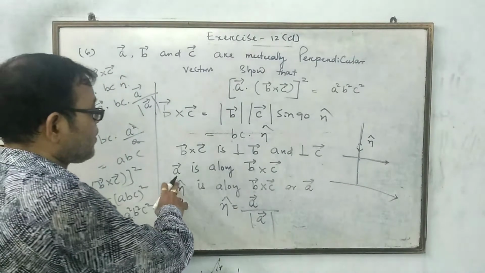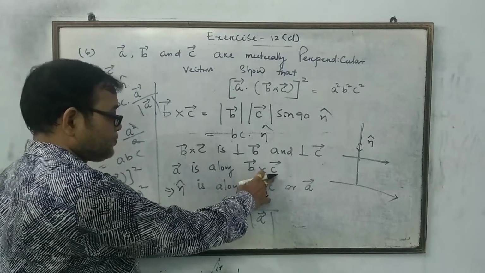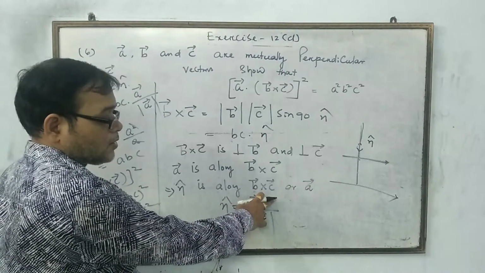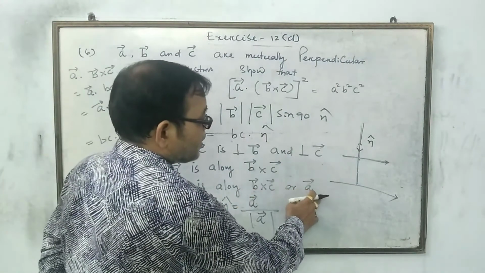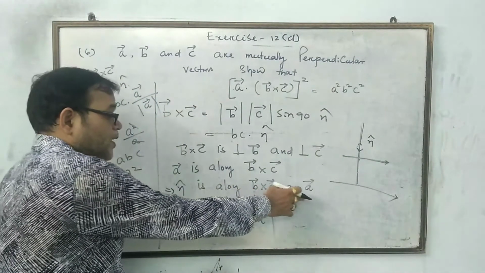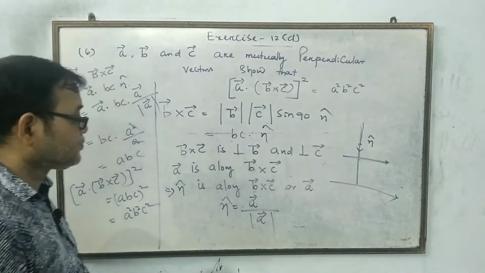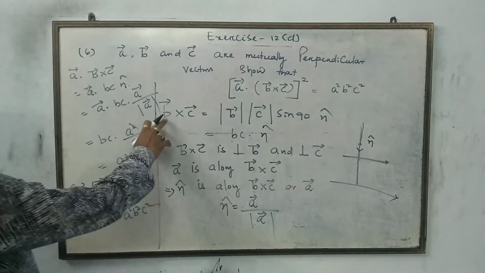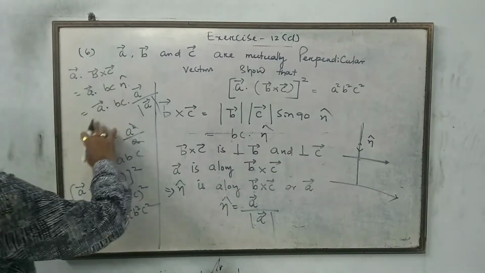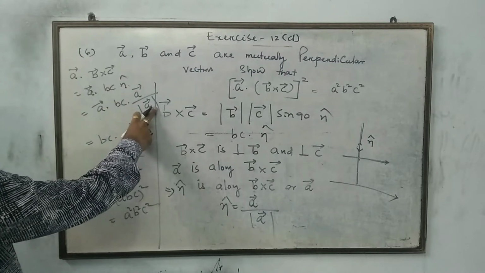So what can be said about n cap? Here I have written that vector A is along B cross C. So n cap is along B cross C, or this is also acting along vector A. So the unit vector along vector A, n cap, is equal to vector A by magnitude of vector A. Now if I replace B cross C as BC into n cap, as A by magnitude of A, then you will get A dot BC into vector A by magnitude of vector A.